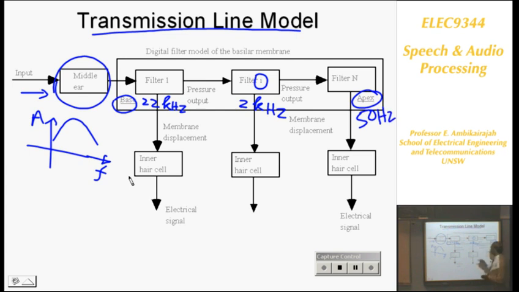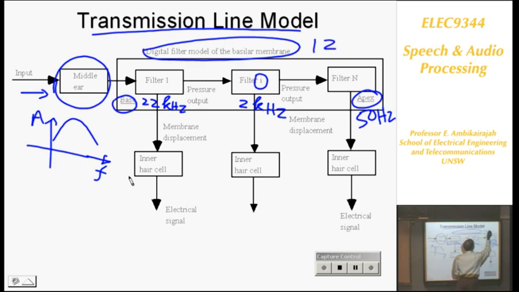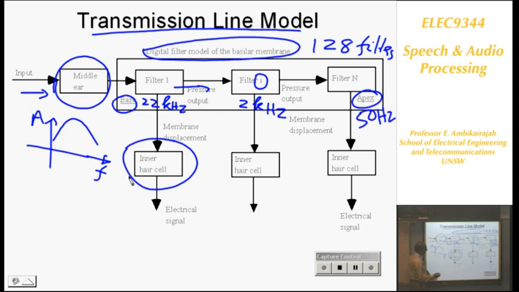It's normal in modeling that we have a digital filter model of the basilar membrane. We normally use 128 filters to model it. This is called a one-dimensional transmission line model. And the output of the filter is of two types. One is the pressure output, going from one end to the next as you go along. The second one is the deflection. The membrane moves up and down. The deflection is picked up by a hair cell sitting there, and it converts the displacement into an electrical signal.